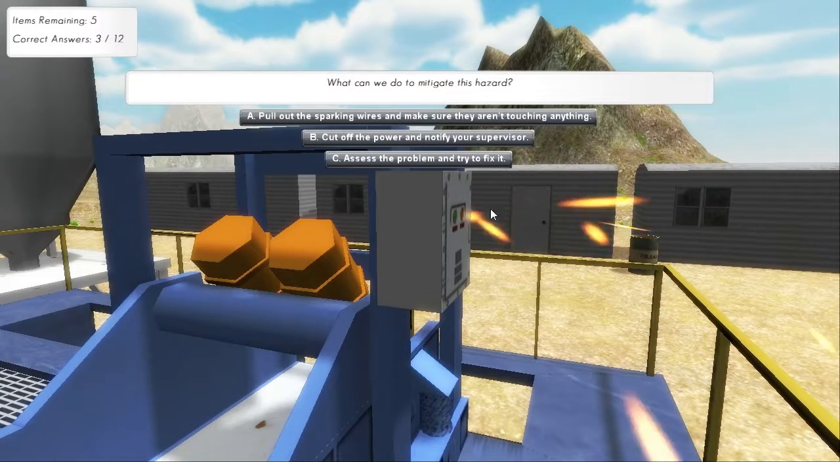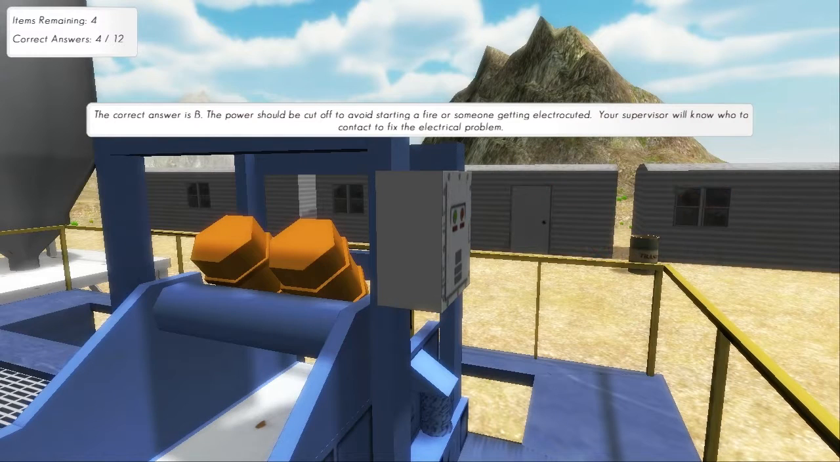What can we do to mitigate this hazard? The correct answer is B. The power should be cut off to avoid starting a fire or someone getting electrocuted. Your supervisor will know who to contact to fix the electrical problem.